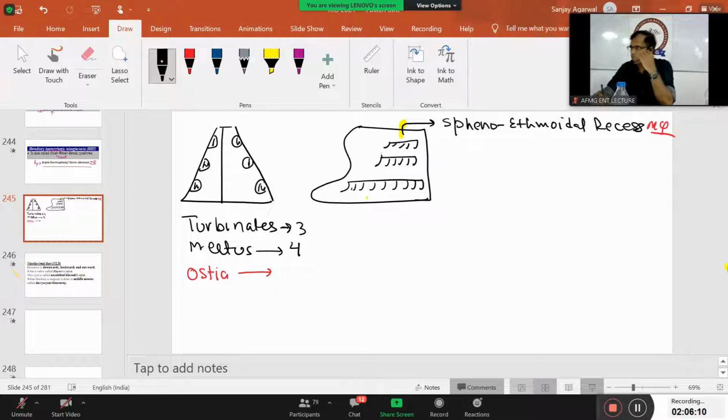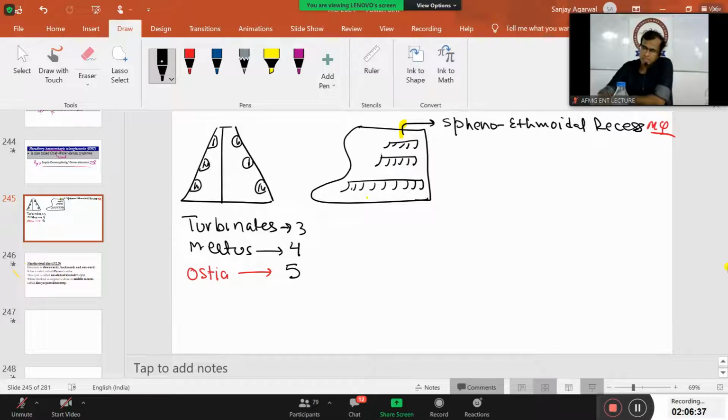Opening of the sinuses. How many ostia do we have? It's like asking how many sinuses do we have? Five ostia, because we have five sinuses. So one ostia for one sinus. 3, 4, 5 - easy to remember in that sequence. Three terminals, four meatus, five ostia. Five ostia because five sinuses.